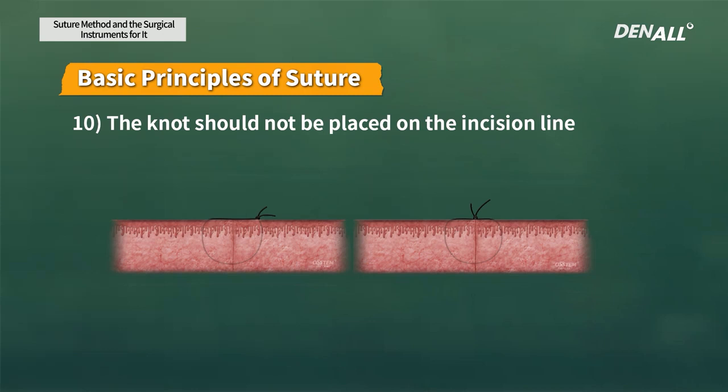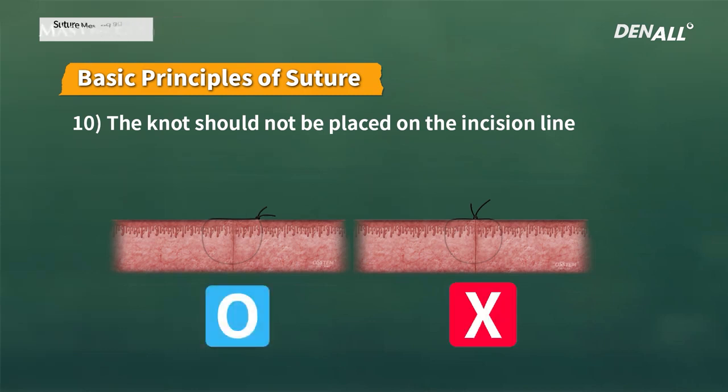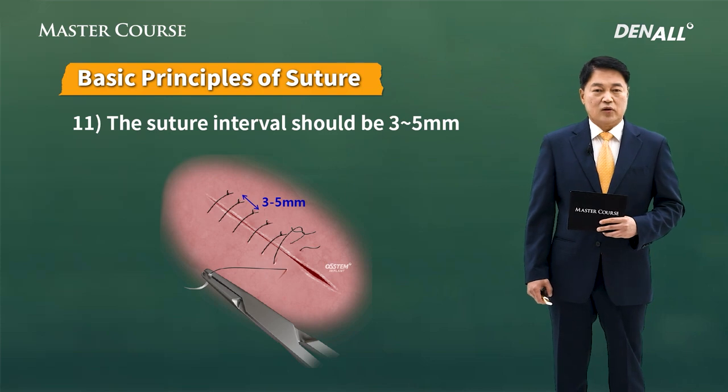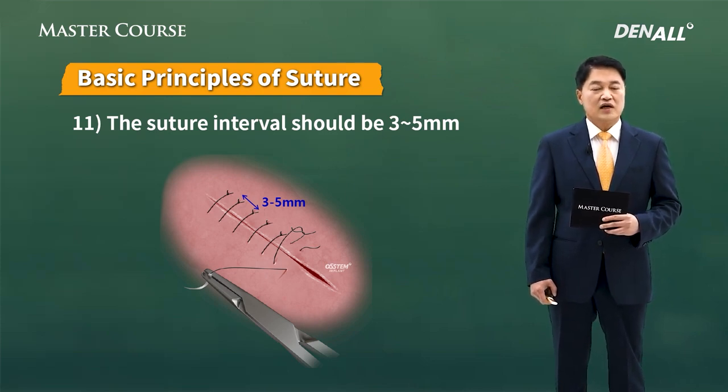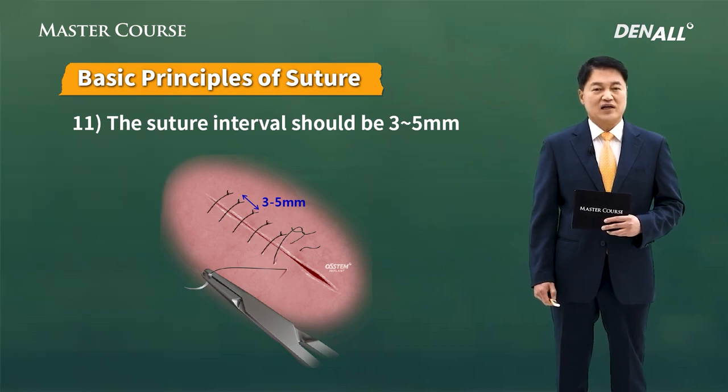10th, the knot should not be placed on the incision line, because this could prevent healing. 11th, the suture interval should be 3 to 5 millimeters, not too wide apart or too close together.